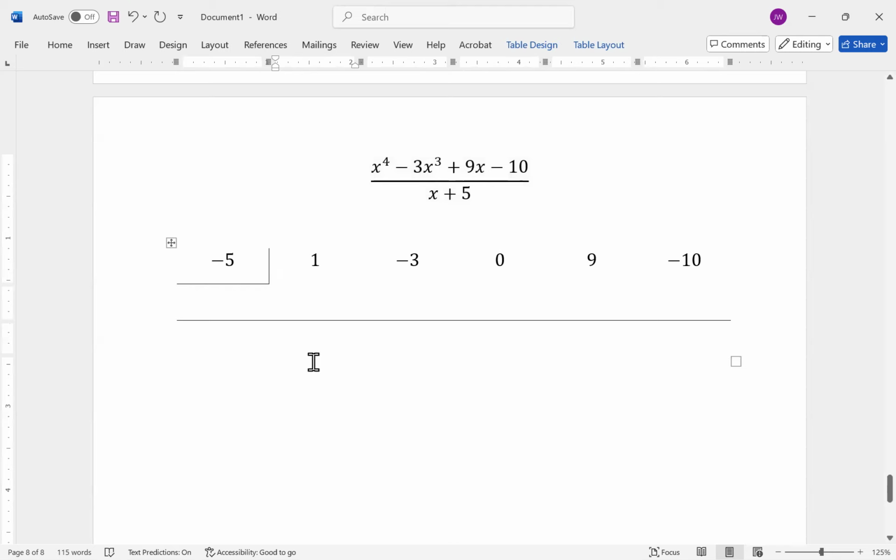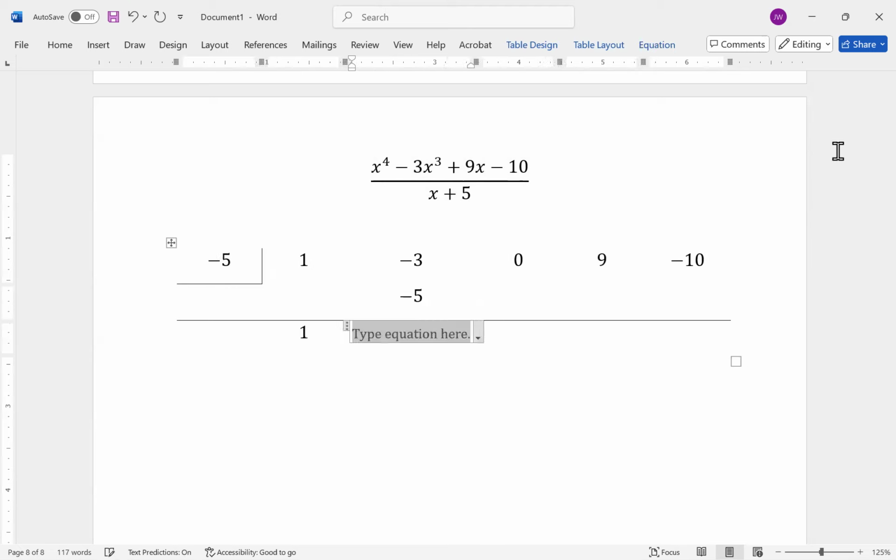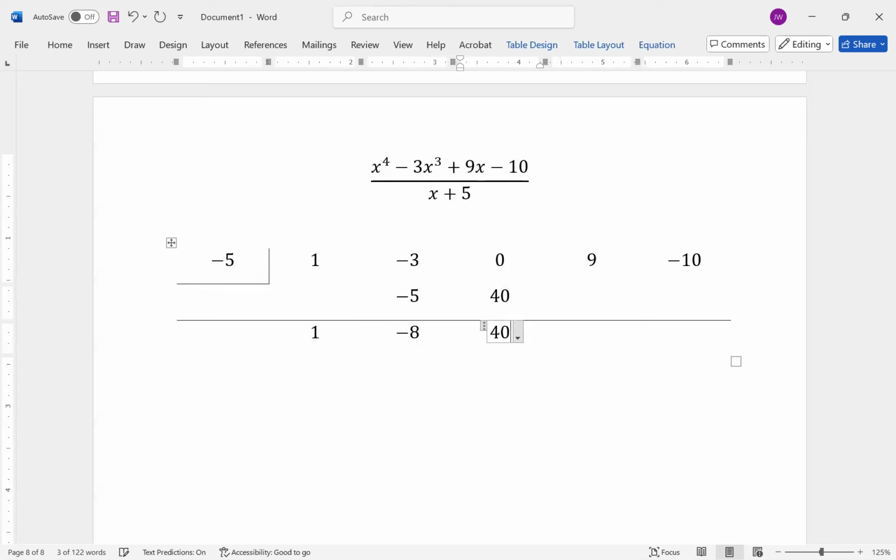So first step, 1 drops down, becomes 1. 1 times -5 is -5. -3 plus -5 gives me -8. Multiply that times -5, and I get a positive 40. 40 plus 0 gives me 40. Multiply 40 times -5. 40 times -5 is -200.